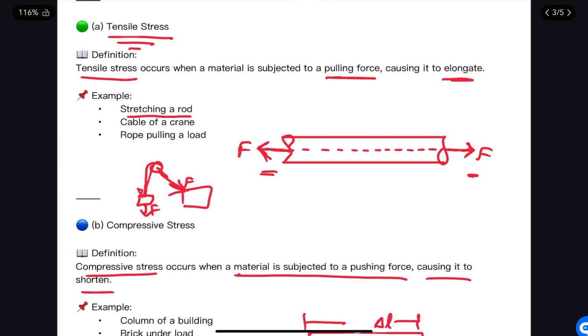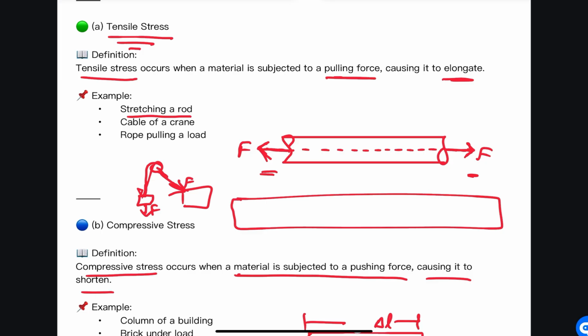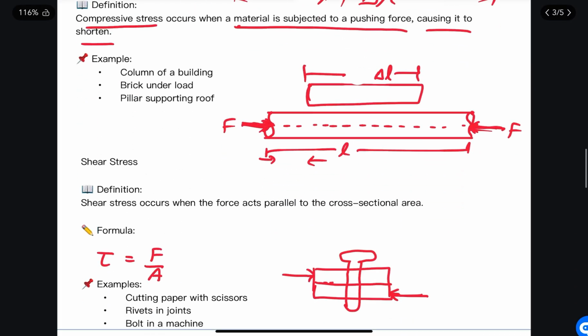But what happens in the tensile case? The length of the shaft will increase because we are pulling it out. If we stretch a rubber, the length of the rubber will increase. It's the same here: the length is L plus delta L, so the increase is added to the regular length, right?